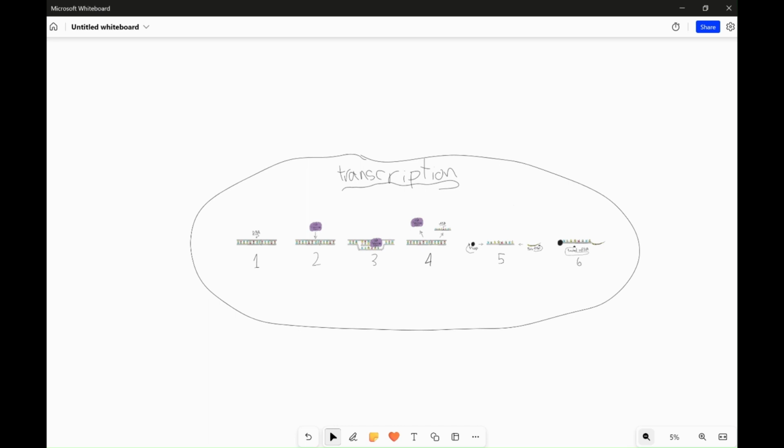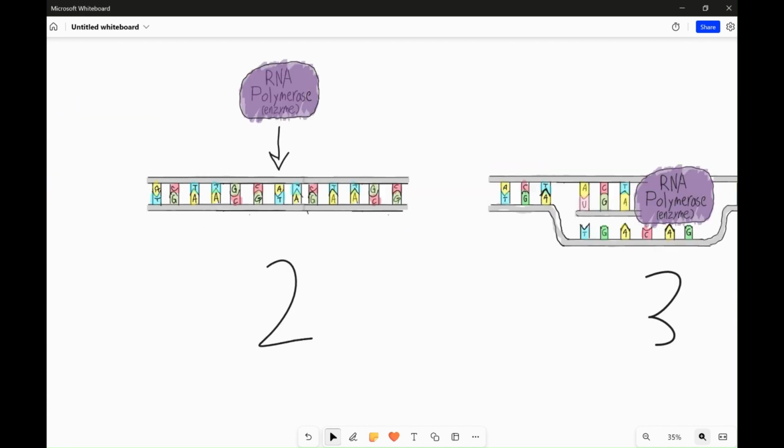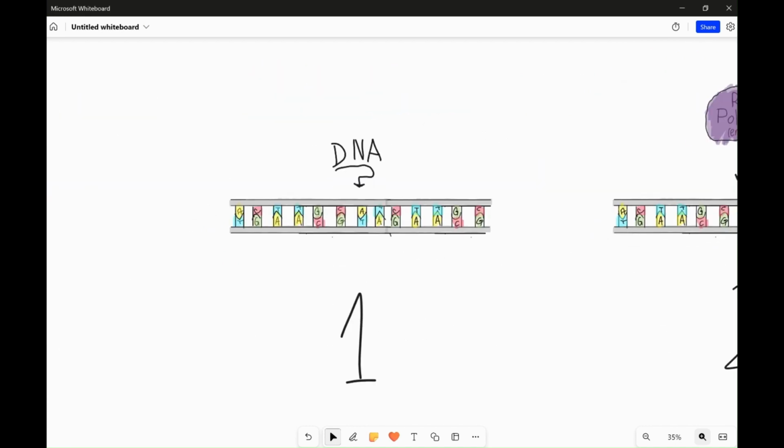Okay, so let's talk about transcription. Transcription is the process of creating messenger RNA, or mRNA, from DNA. This happens in the nucleus.